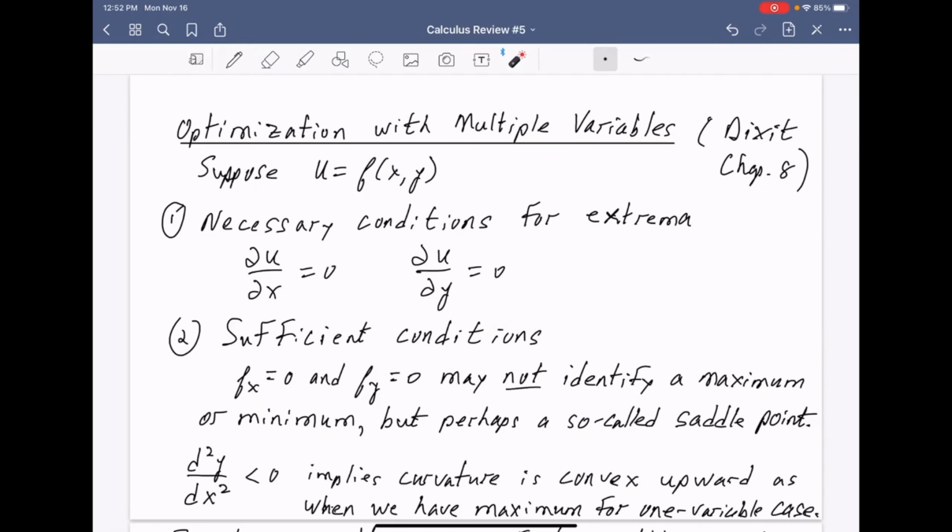In this video, we look at optimization with multiple variables. Some of this can be found in Dixit Chapter 8. So we start with what we'll call a utility function, which is a function of x and y.